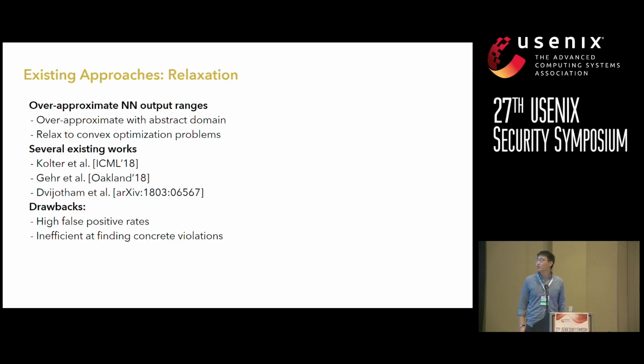The second method is to use certain methods to relax or over-approximate the output function, like abstract domains, or use convex relaxation and solve the problem as a convex optimization problem. These systems are very efficient, but they suffer from high false positive rates when the neural network gets larger, and they can't efficiently find or locate the counterexample due to the false positives.